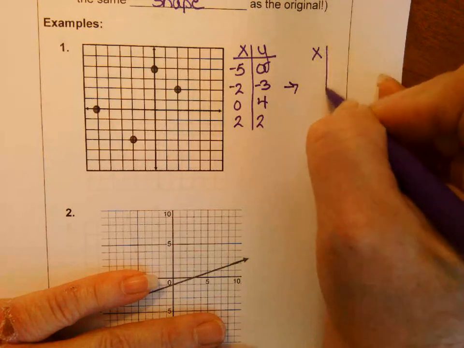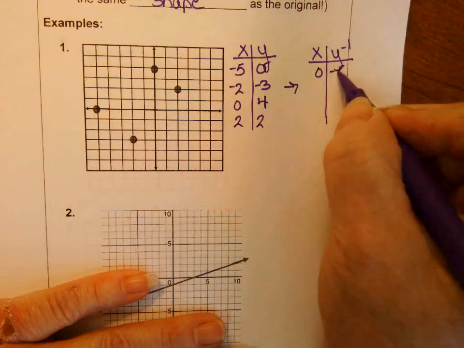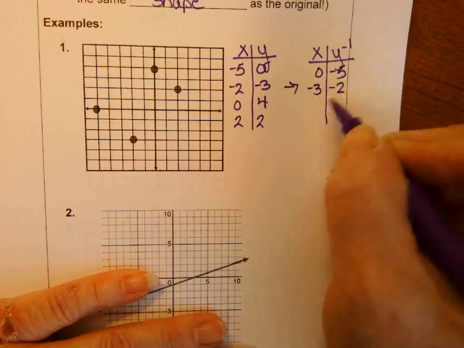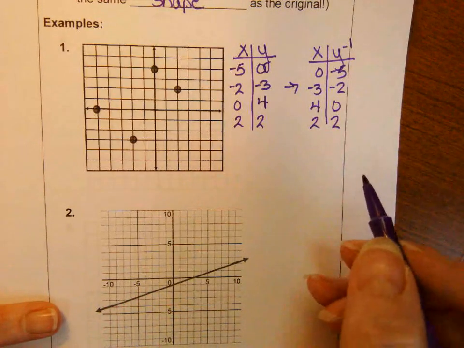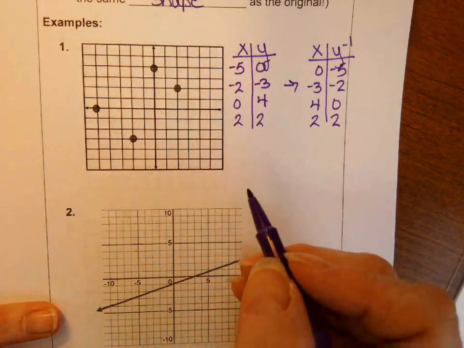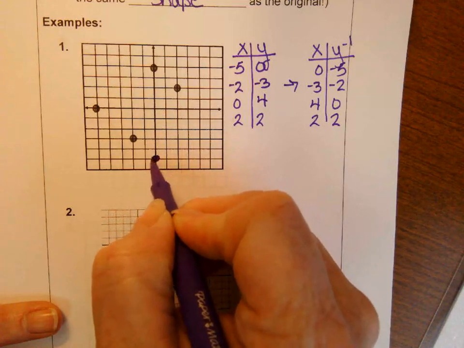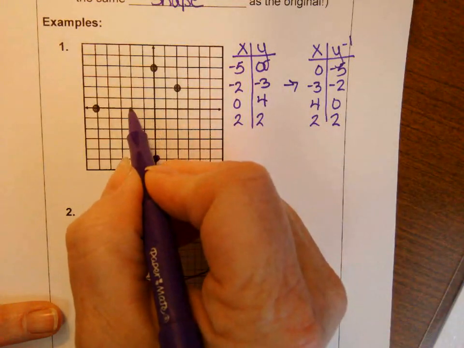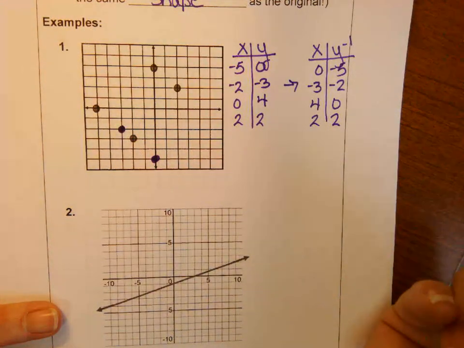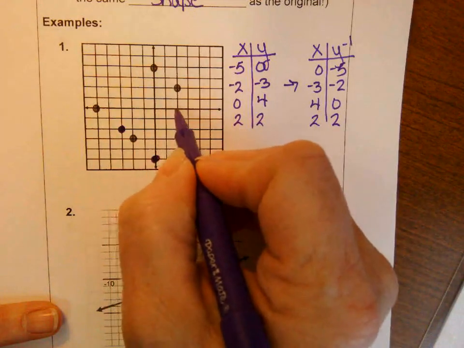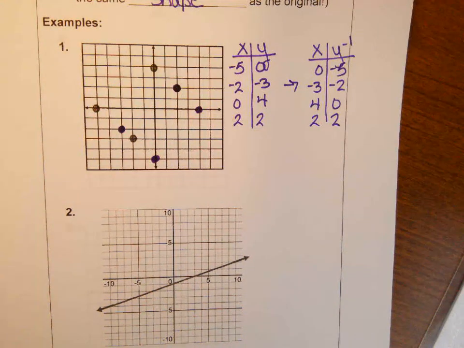So I am going to switch that x and that y. 0, -5, -3, -2, 4, 0, and 2, 2. I'm going to graph it. 0, -5. -3, -2. 4, 0, and 2, 2 is actually in the same place.